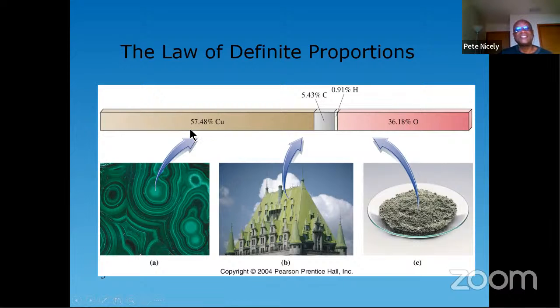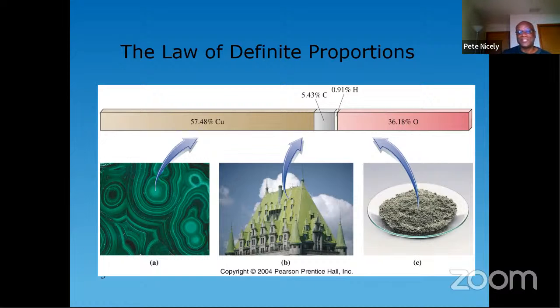This particular substance contains 57.48% copper, 5.43% carbon, 0.91% hydrogen, and 36.18% oxygen. And it doesn't matter where you get this compound from, as shown here, it's the same composition. A simple example would be water. I think we talked about the composition of water before, but just in case I haven't, water has a composition of 89% oxygen and the rest 11% hydrogen. And it doesn't matter where the water comes from. If the water comes from the rain falling from the sky, or if you get the water from a river or from your tap, it doesn't matter where it comes from, the composition is still the same, right?